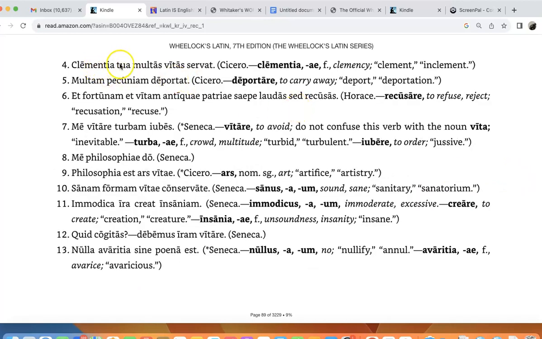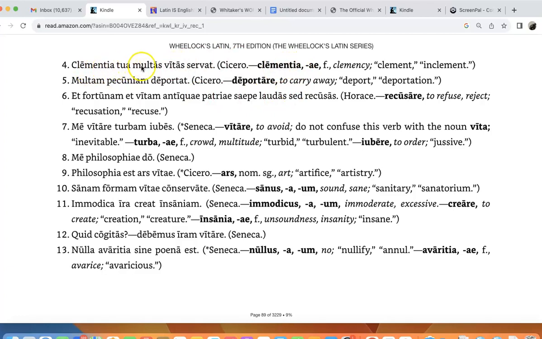Let's move on here. Clementia, again, it's in italics, so that's the translation. Clemency, what does clemency mean? Well, it's a kind of pardon. So Your Honor, we would like to ask the court for clemency, would be an example of that.